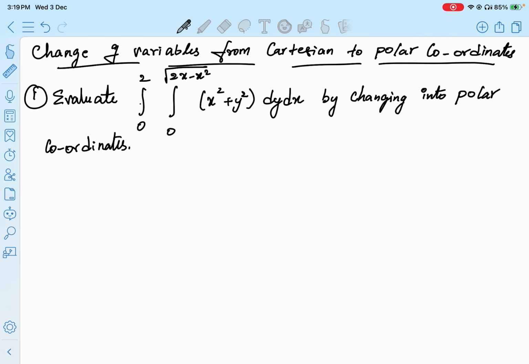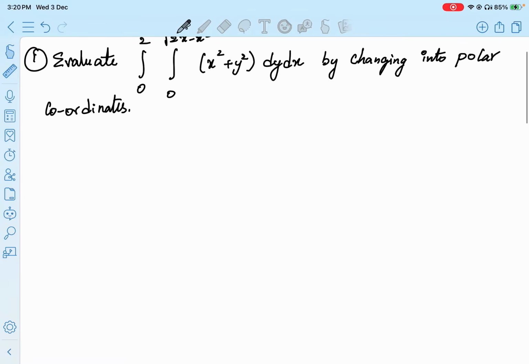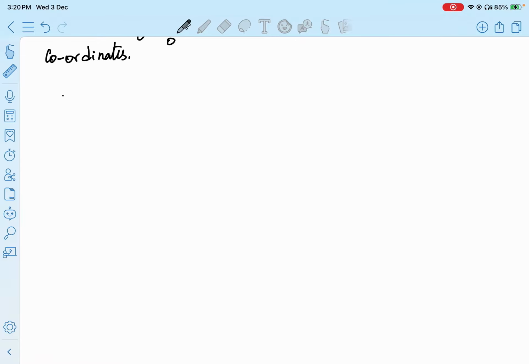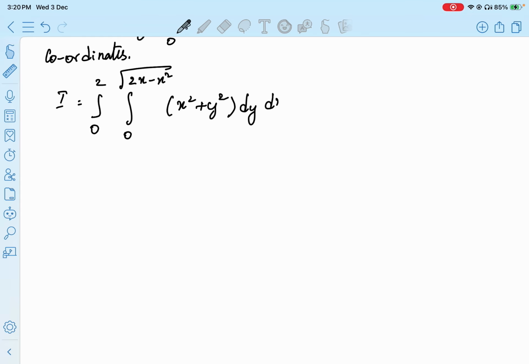Usually in the Cartesian coordinate we have integrals like 0 to 2, 0 to infinity, but in the polar coordinates we will take from 0 to pi, 0 to pi by 2 like that. Okay. So now let us see this problem. We know the integration I equals the integral from 0 to 2, integral from 0 to root of 2x minus x square, of x square plus y square dy dx. So this is what is given in the question.